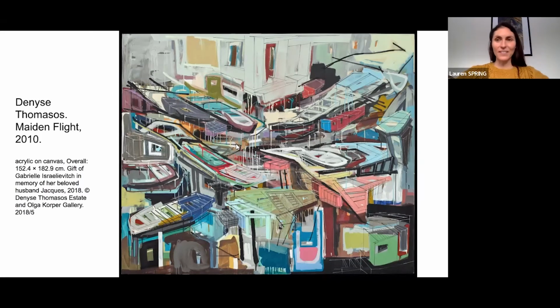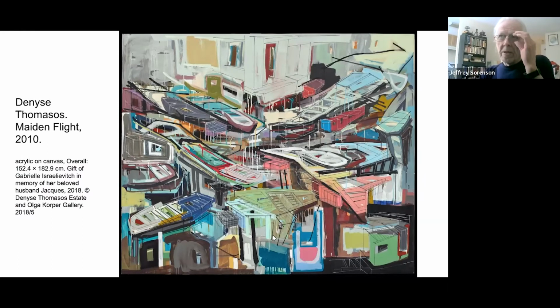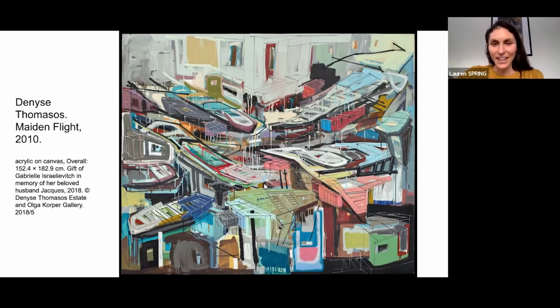So for the sake of time, let's keep moving on. This is a good introduction. The Art Gallery of Ontario actually owns a number of Denyse Thomasos' works, and they all have this similar effect, even though they look vastly different. There's another one that I just adore called Dismantle Number 2. I believe it's called Dismantle Number 2.